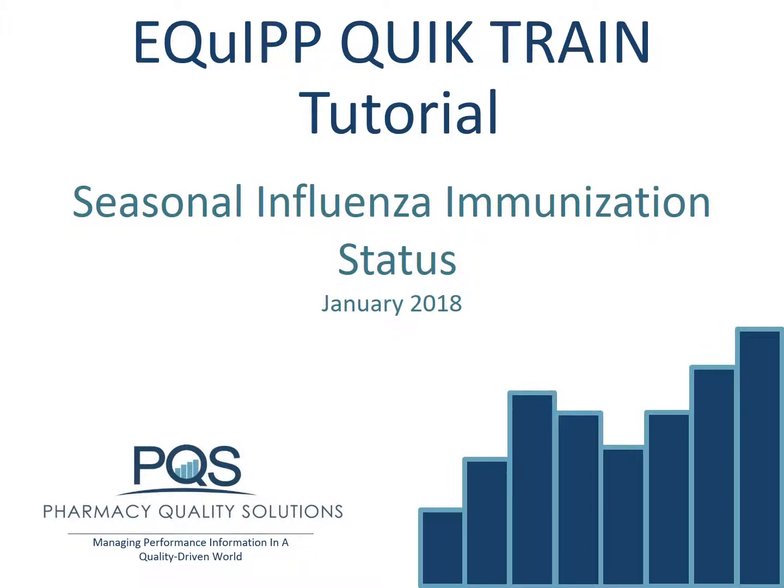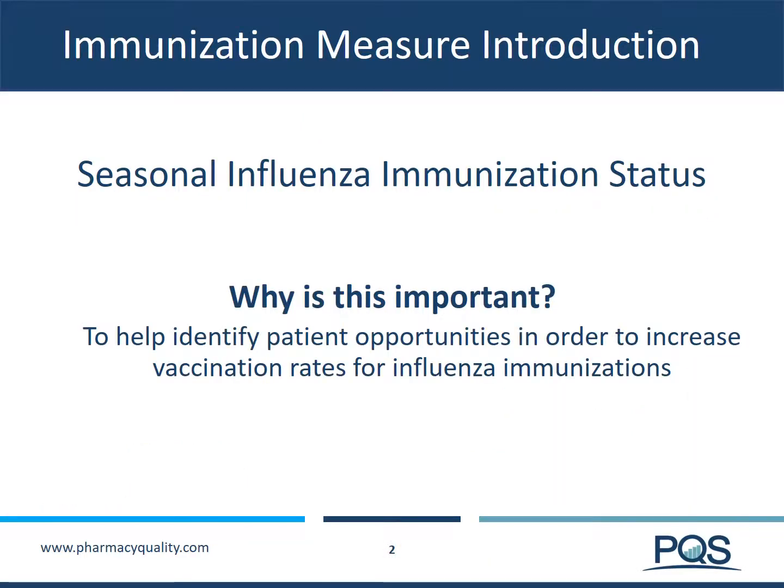Welcome. Today we will focus on EQuIPP training for seasonal influenza immunization status. The seasonal influenza immunization status measure, which we will refer to as the flu measure, is important because it helps identify patient opportunities for pharmacies that can help increase vaccination rates for flu.